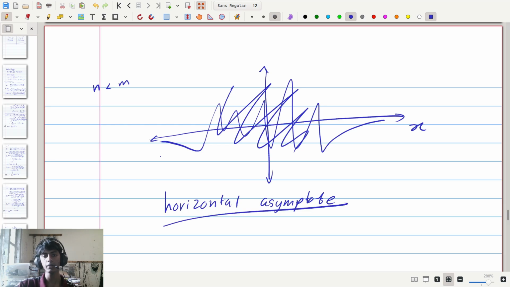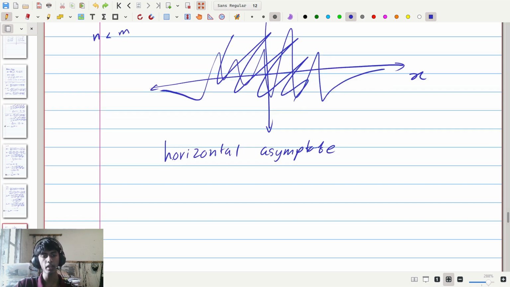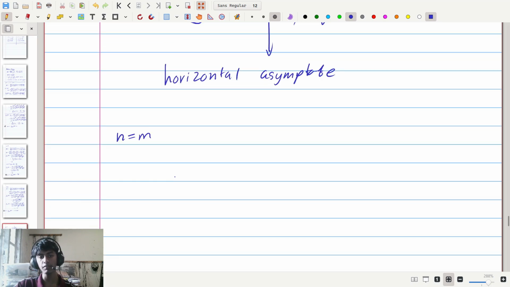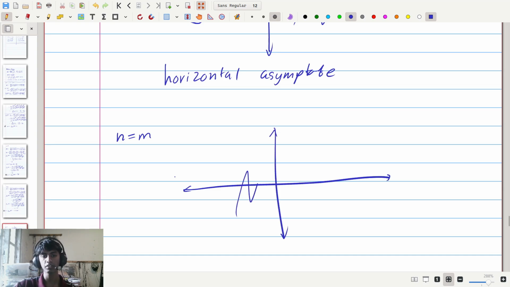This is the value that we approach as x approaches infinity in the cases where n is less than m, and in the second case which we are going to see, when n is equal to m. When n is equal to m, there's only a slight difference. Again, if we draw the graph of this rational function where n is equal to m, we have something messed up in the middle which I'm not going to draw.